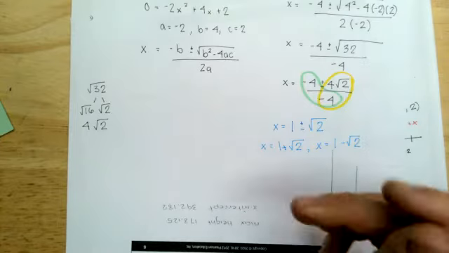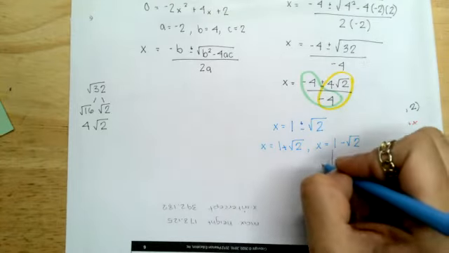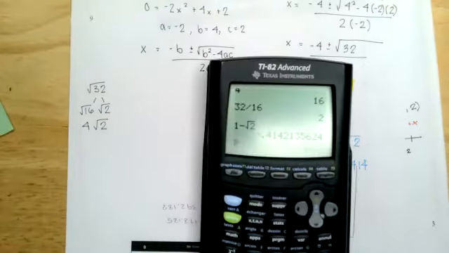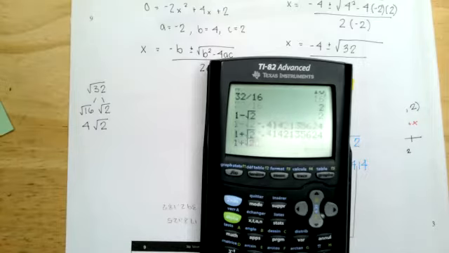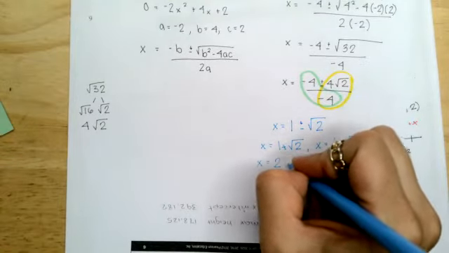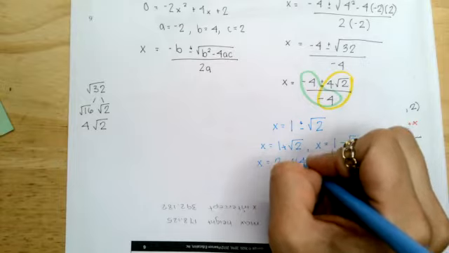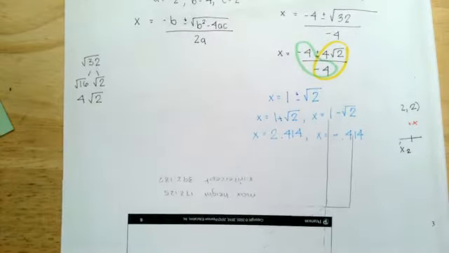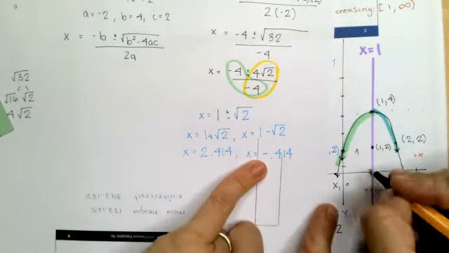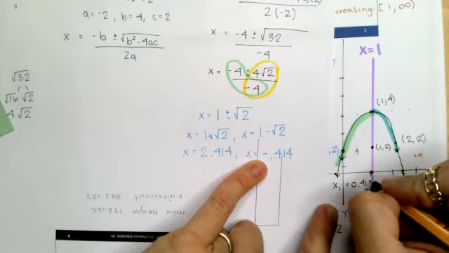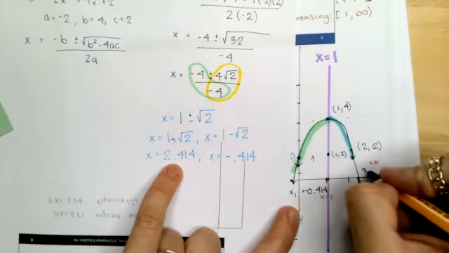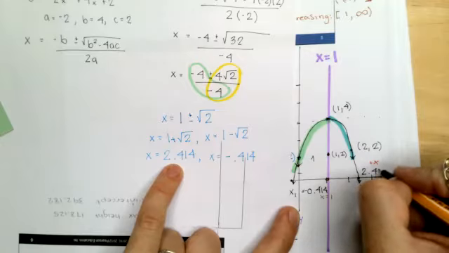So it's a negative 0.414 to 2.414. So those are our x values. Those are where it's crossing. So if you come back here, now you can name that point. X1 is negative 0.414. X2 is 2.414.